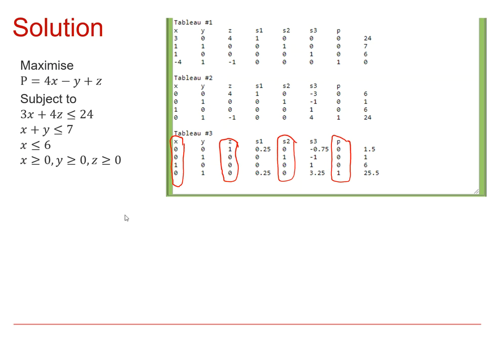How we would interpret that is that, remember, we look, for example, at that one, and we look at the number which is at the end of that row. So that tells us that x equals 6. Because y is non-basic, we'll say that y equals 0, and we can say that z equals 1.5. Those are the values of the 3 original variables that we would choose to get the optimal solution, and by choosing those we get a value of P of 25.5.